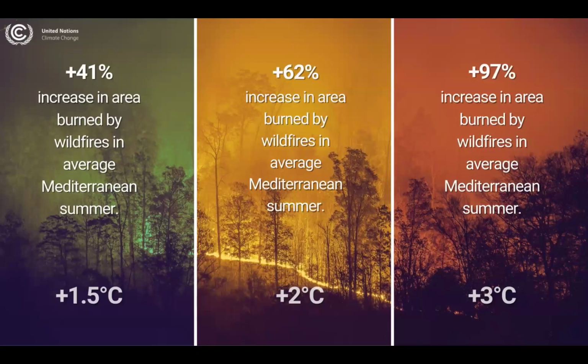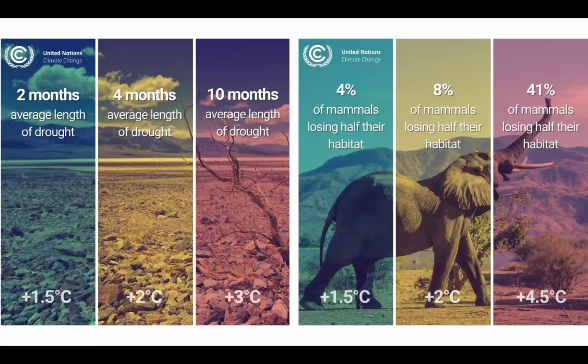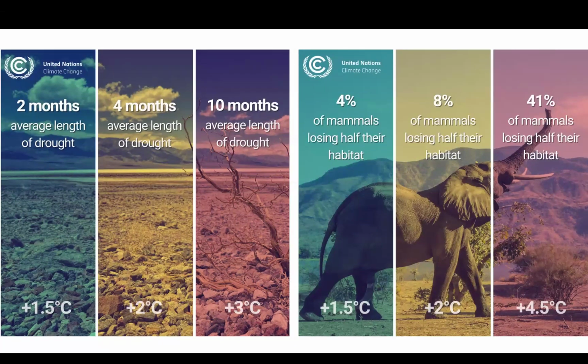You're going to see just in the Mediterranean area, a 97% increase in areas burned by wildfires at 3 degrees. You're going to see the average length of drought go from 2 months if it's 1.5 degrees above to 10 months if it's 3 degrees above. Somewhere between 2 degrees and 4.5 degrees above the pre-industrial average, you're going to see between 8% and 41% of mammals losing half their habitat.